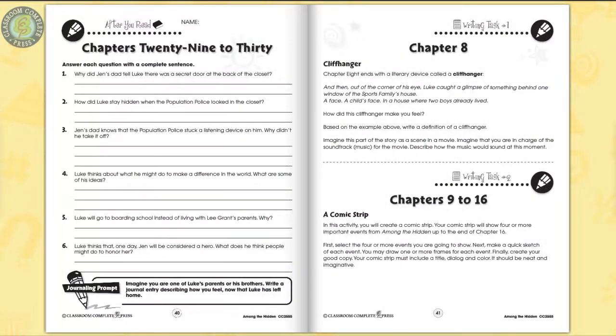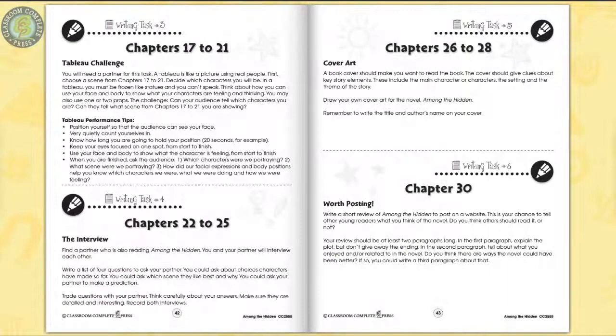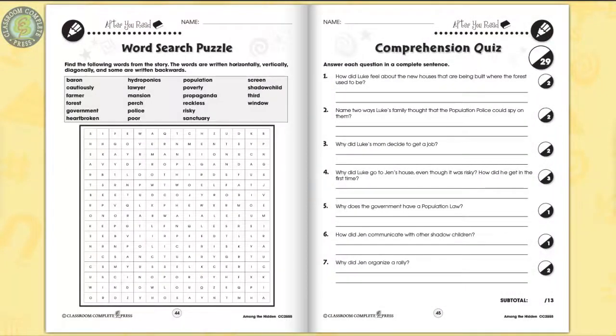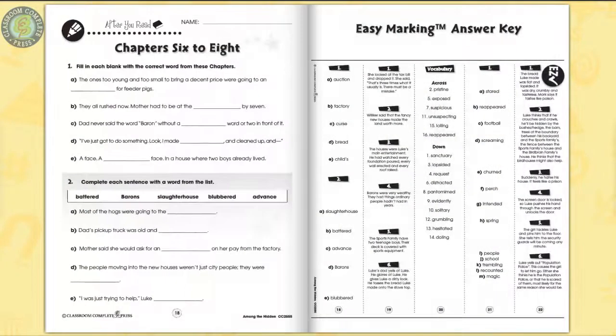6 additional writing tasks follow. Supplement an existing unit with in-depth writing tasks, such as performing a tableau of your favorite scene from the story. A word search puzzle and comprehension quiz ends the unit. The easy marking answer key works by lining up perfectly with the matching question pages.